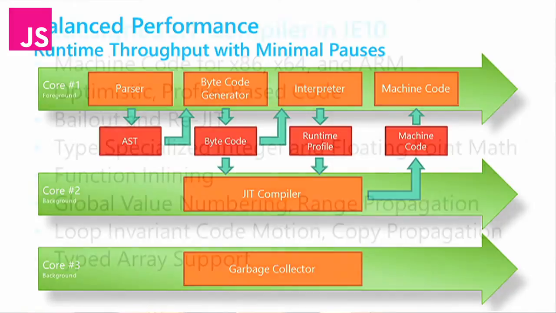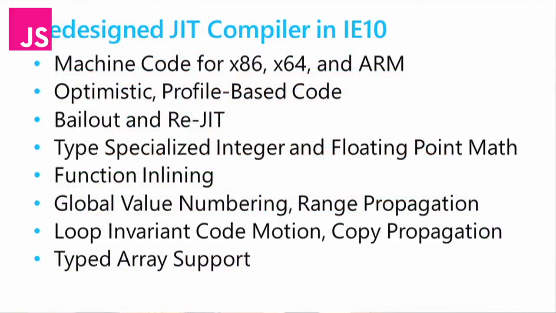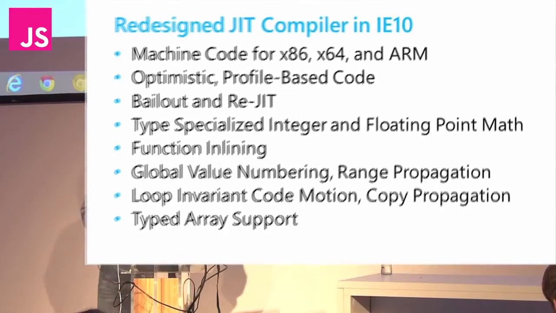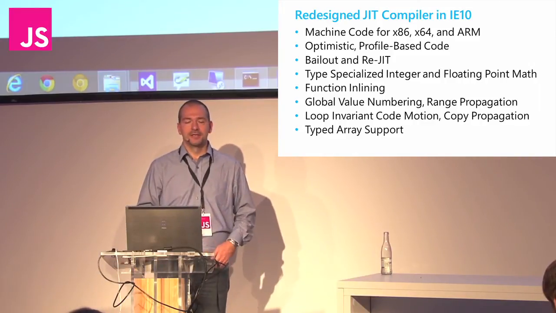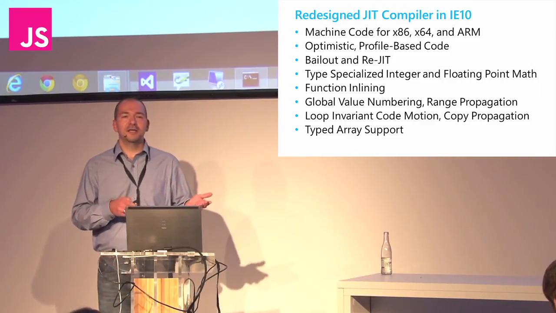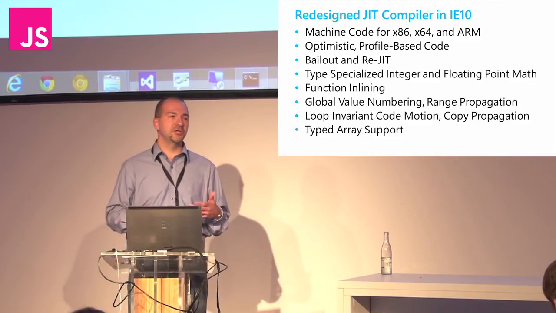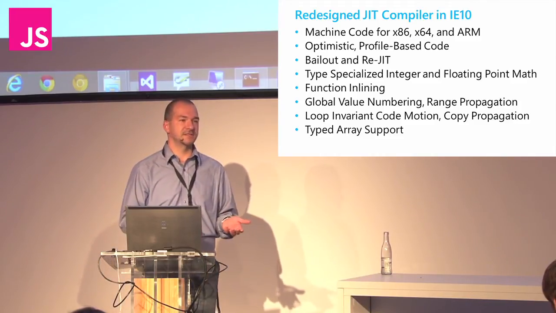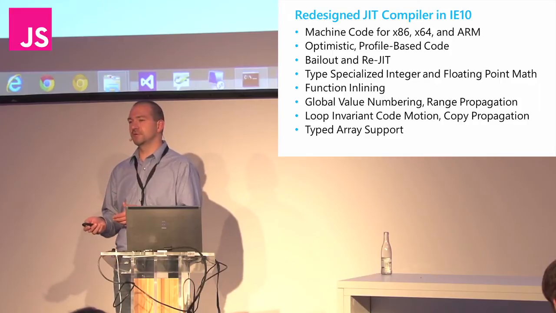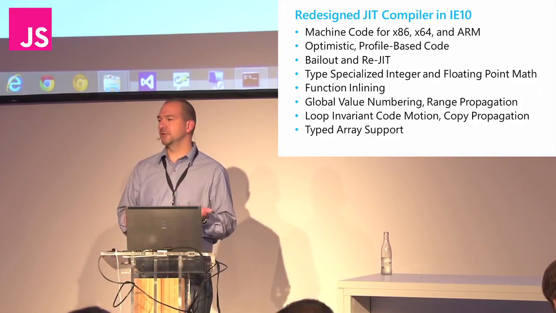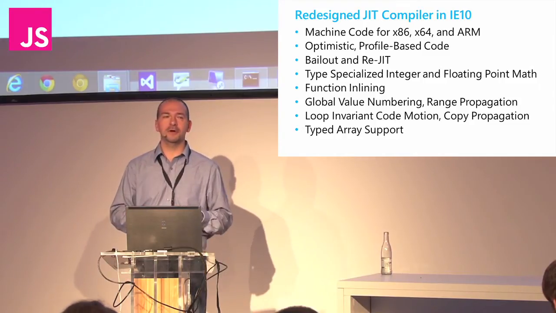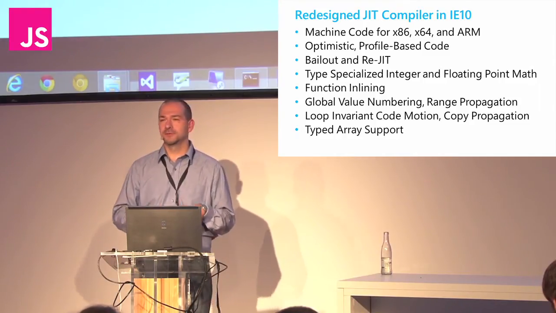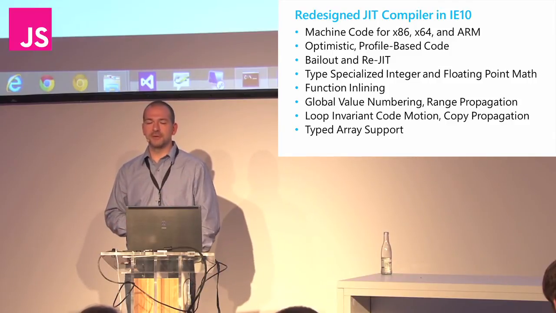And then the rest of the talk I'll spend talking about the changes we've made in IE10, particularly in our JIT compiler, because we've changed it quite dramatically. So you may or may not know that in IE9, we were able to generate machine code only for x86. If you ran a 64-bit version of IE9, you were actually running in the interpreter only. In IE10, we added machine code for x64 and for ARM as well. So in all these cases, we have full JIT compilers now.